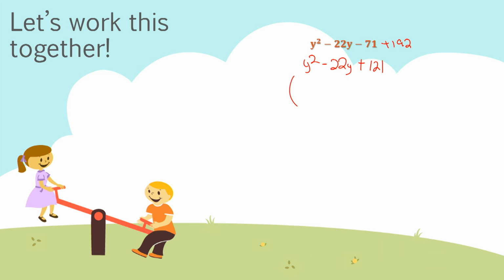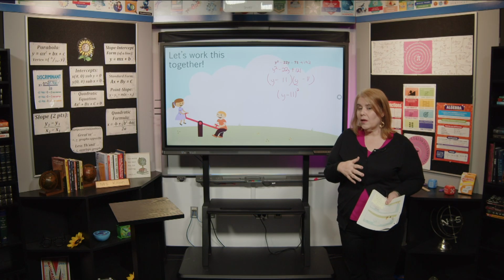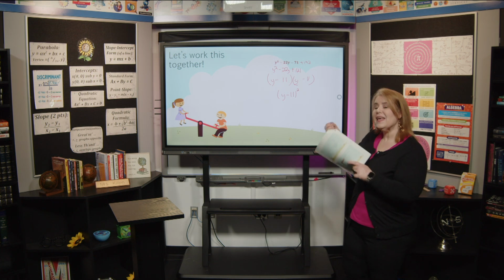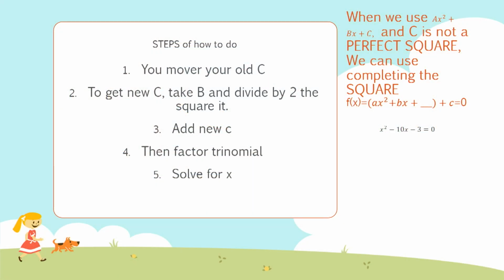So I can write y and y, minus and minus, 11 and 11. So I have y minus 11 squared. This is how we are having to add something to that constant to get a perfect square, so I can take the square root and take those doubles and get that middle term. That's what we're doing here. So let's look at some more.